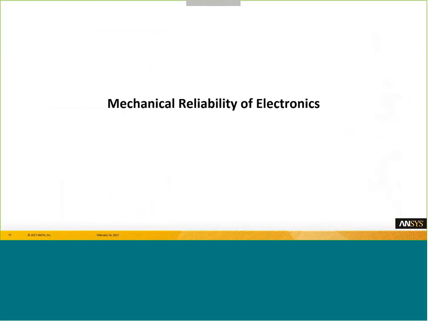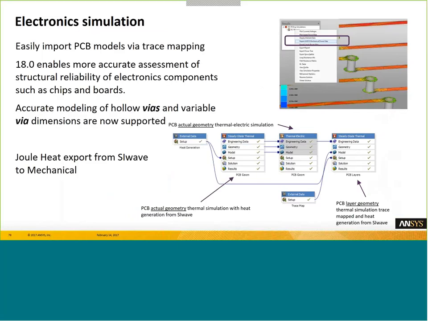So moving on now to reliability of electronics. So we've expanded on what was available in 17 here. Main changes here are around, first of all, accurately modeling vias. So now we're able to look at variable and hollow vias rather than just solid, which we had at 17. We've now got additional options around dual heat exporting from SIwave, which is a signal integrity solver that we have, and also additional capabilities in terms of what type of files we can read in from ECAD.